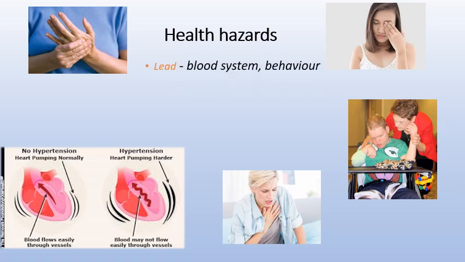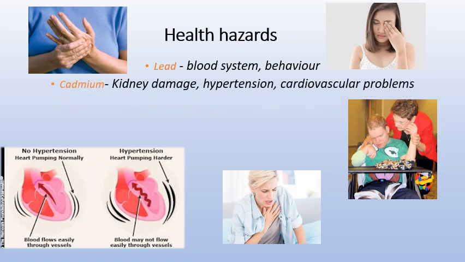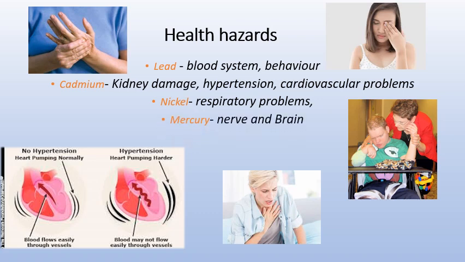The first one is mainly caused by a chemical element, lead, which mainly affects the blood system and the bodily and mental behavior. Cadmium is also a very harmful element which can affect the kidney, cause hypertension in the heart, and in a severe way affect the cardiovascular or heart related areas and cause related problems. Nickel is another element which affects respiratory problems. Mercury affects nerve and brain, while beryllium is another element which can occur in and around improper waste management areas, and it can affect the eyes, heart and lungs.